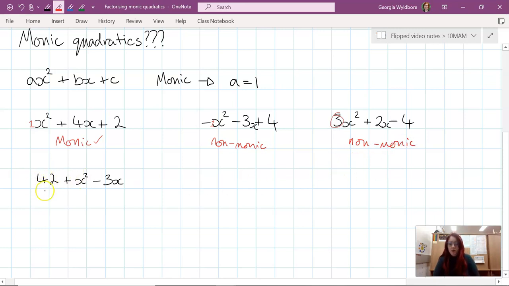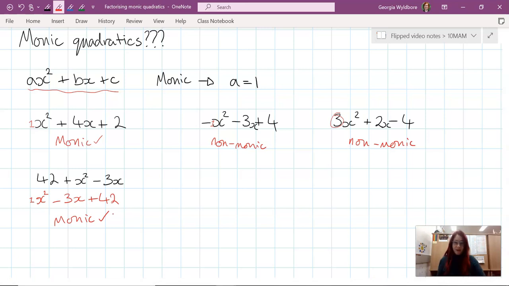Here, we have a 42 as our first term, but there's no x squared with the 42. Our x squared is here. If we were to rewrite this in our standard ax squared plus bx plus c form, we'd have x squared minus 3x plus 42. We've got that 1 in front of the x squared. So that one is monic. Hopefully you now understand how to recognize a monic quadratic. Let's move on to factorizing them.